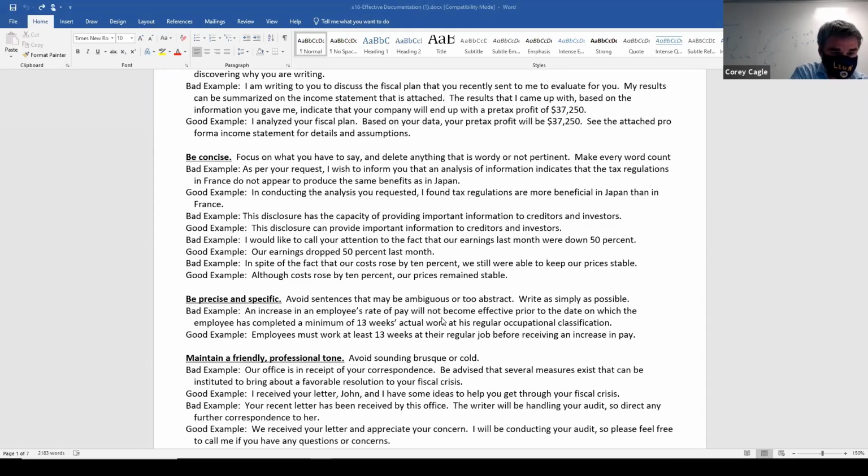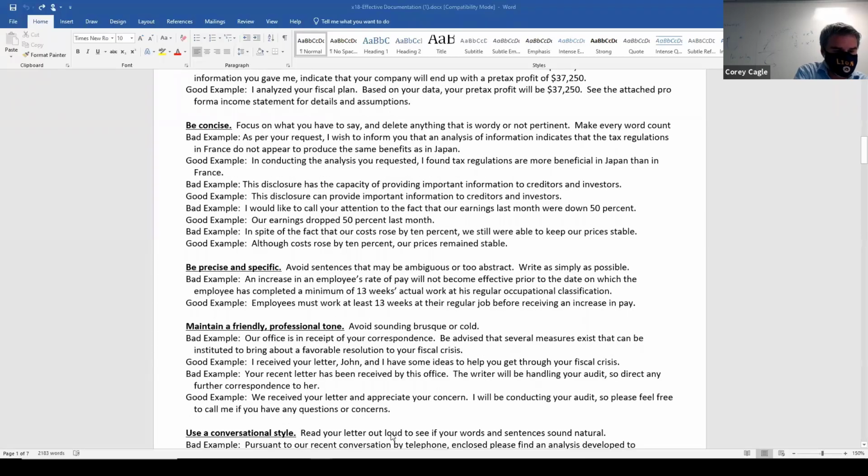Bad example: in spite of the fact that our costs rose by 10%, we were still able to keep our prices stable. A better example: although costs rose by 10%, our prices remained stable. Those aren't too different from each other, but the good example is obviously better, right? It's not as wordy as "in spite of the fact that." Okay. Be precise and specific. Avoid sentences that may be ambiguous or too abstract. Write as simply as possible.